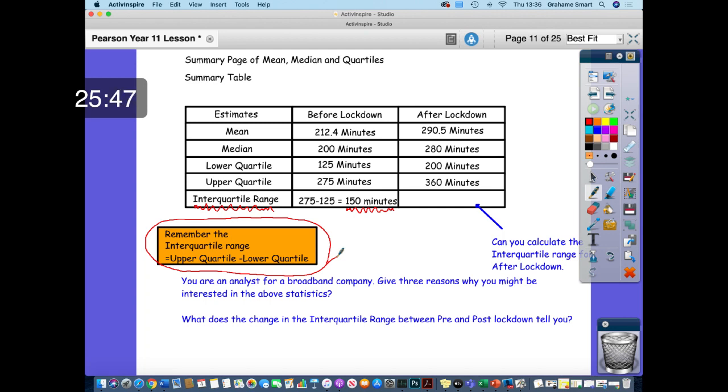And second part, what does the change in the interquartile range between pre and post lockdown actually tell you? Or does it tell you anything? I don't know. You tell me. But I'll give you say 3 minutes to think about that. You need to really think about why. Be creative. If you start using loads more data on your phone, perhaps you need to go onto a different tariff and things like that. Have a think about it. 3 reasons why you might be interested if you were an analyst for a broadband company.